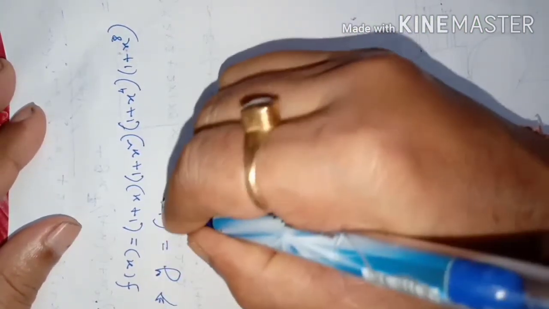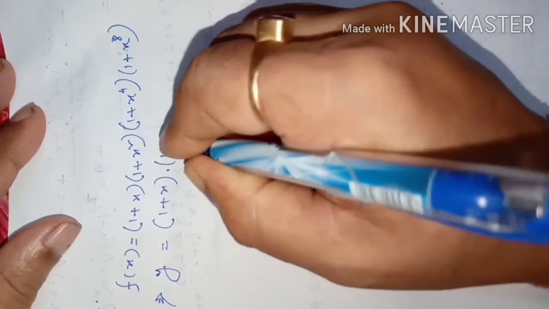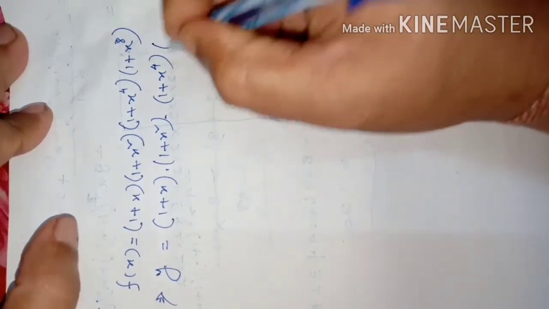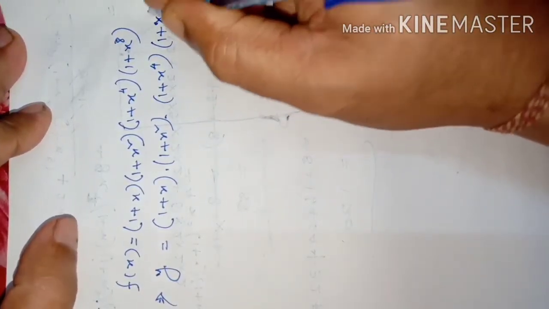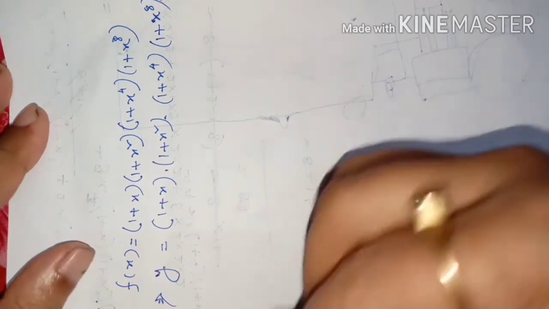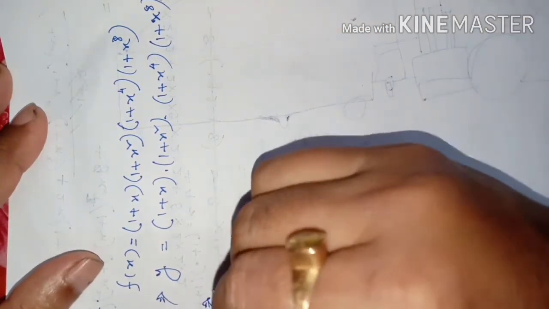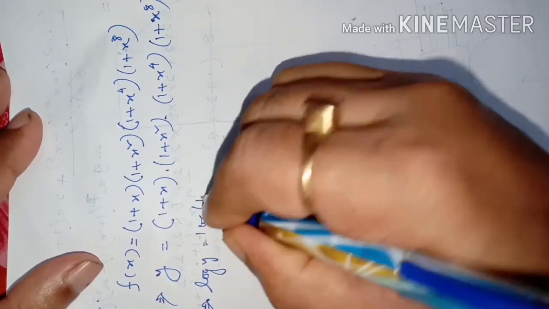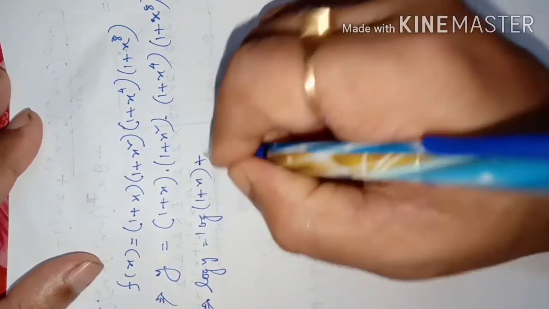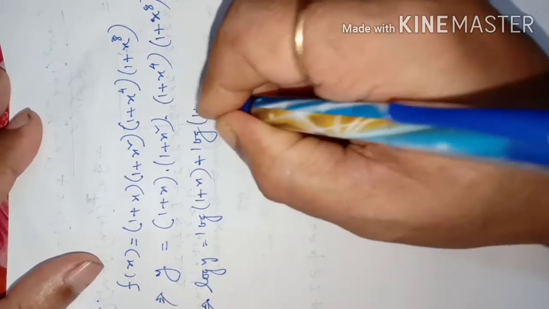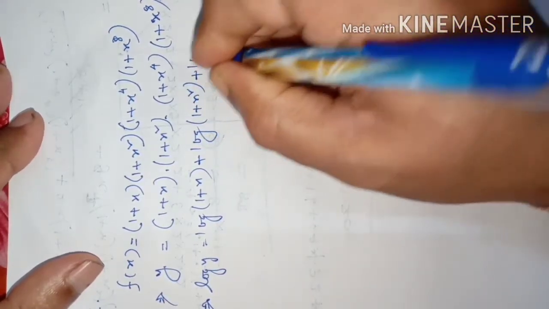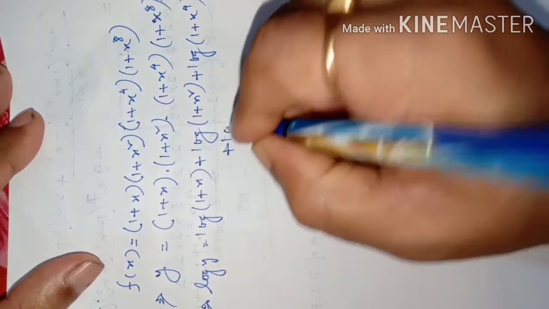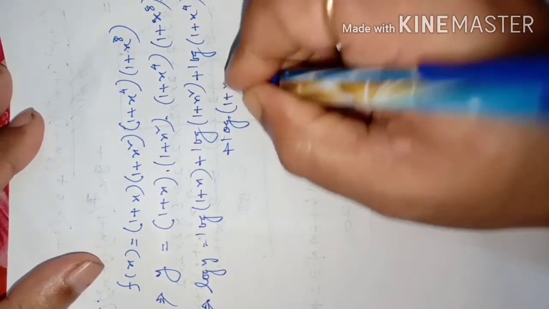So y equals 1 plus x into 1 plus x square into 1 plus x to the power 4 into 1 plus x to the power of 8. Okay, now let us apply here logarithm. So log of y is equal to log of 1 plus x plus log of 1 plus x square plus log of 1 plus x to the power of 4 plus log of 1 plus x to the power of 8.